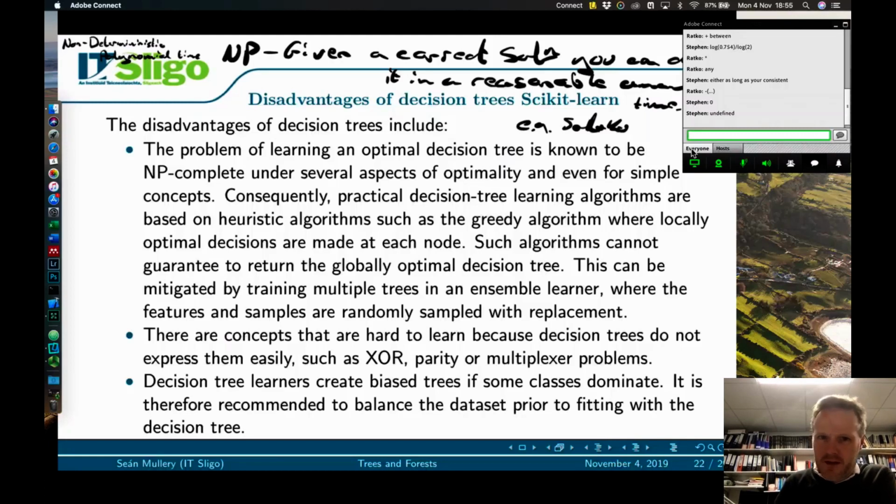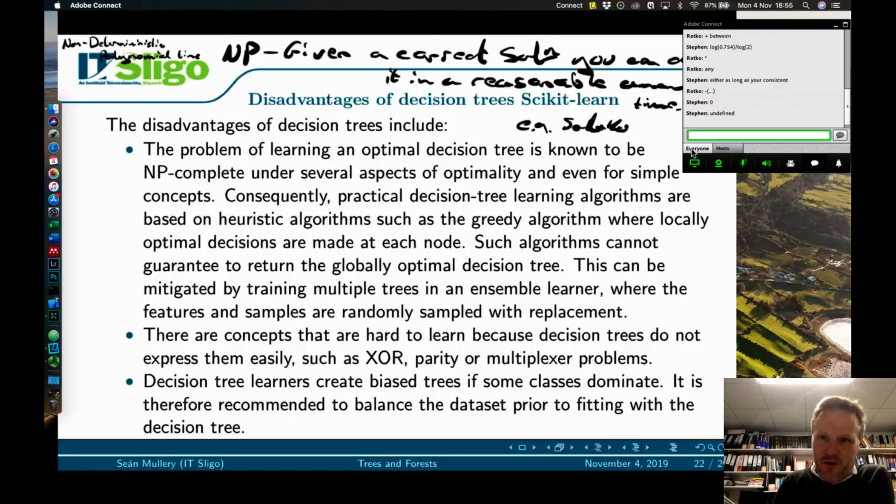But going further back into the disadvantages of decision trees, the problem of learning an optimal decision tree is known to be an NP-complete problem under several aspects of optimality and even for simple concepts. Now, I don't want to go into detail on this.